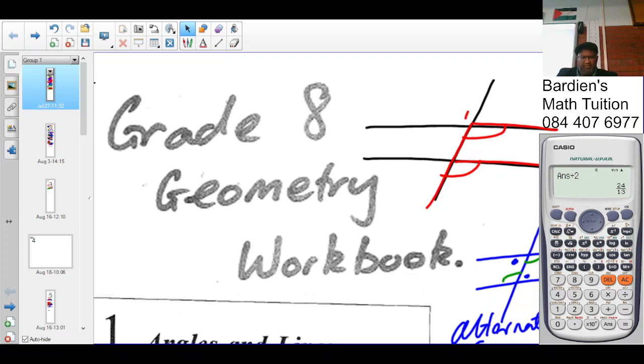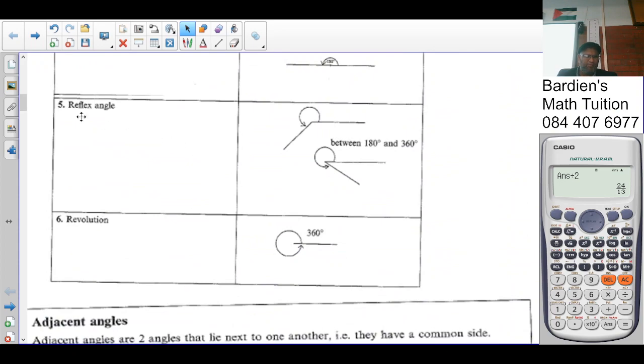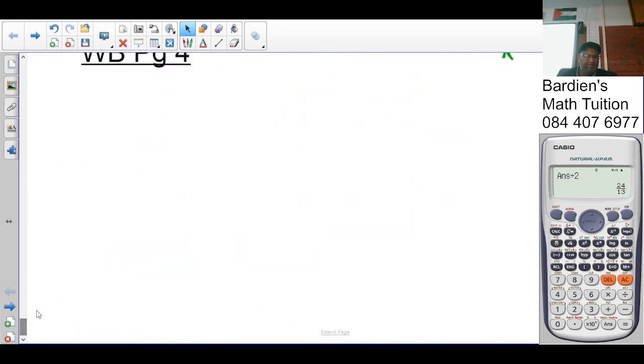So at this point we are busy with geometry, grade 8 geometry. You guys are on page 11.